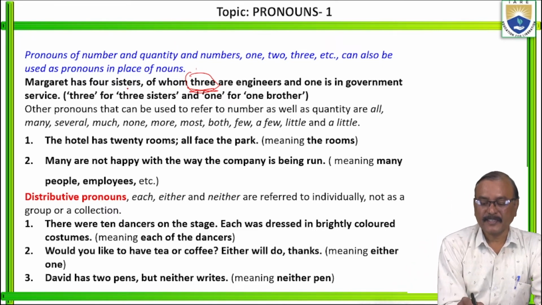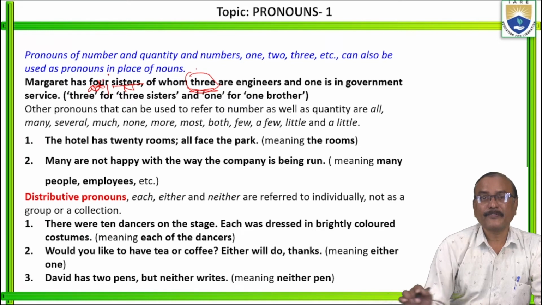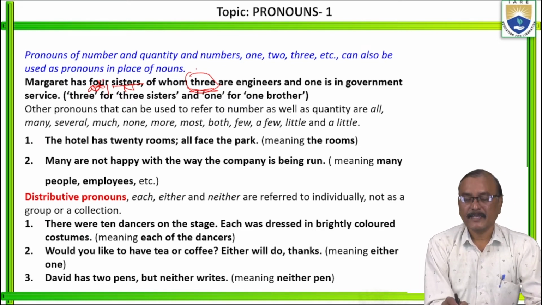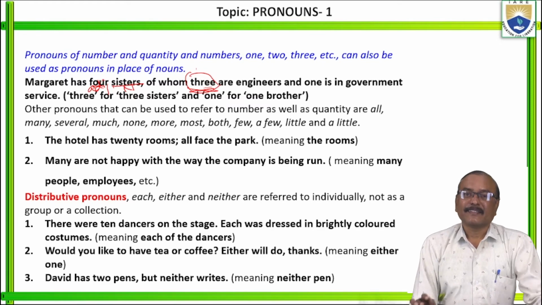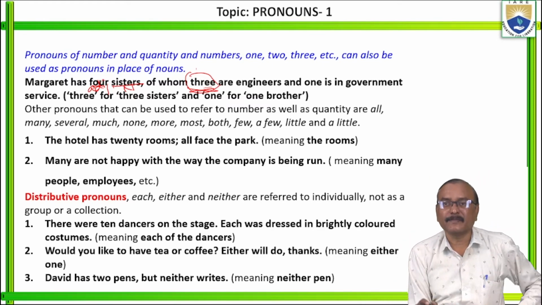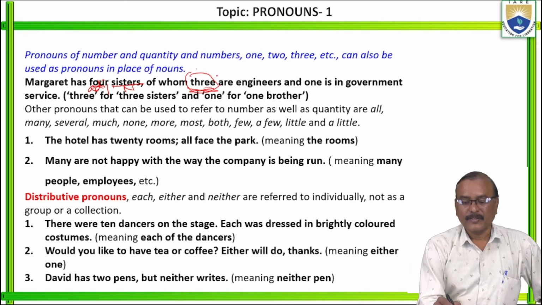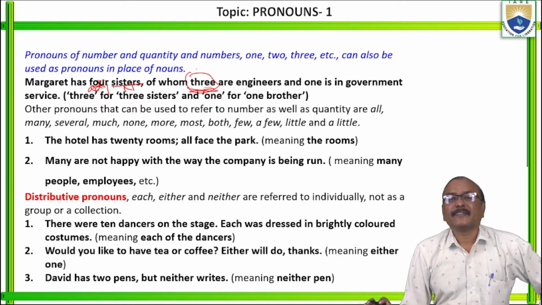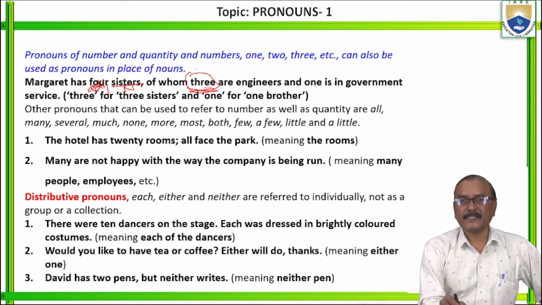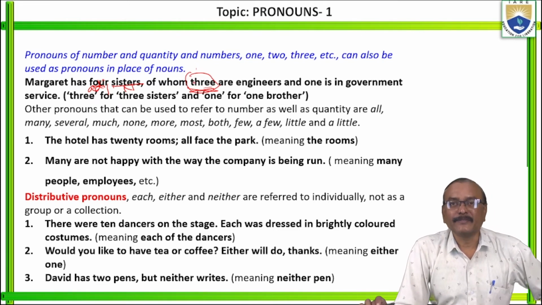In 4 sisters, sisters is the noun, 4 is the quantity. So when it is used before the noun, this number 4 becomes an adjective. But here 3, we are not saying 3 sisters. Simply we are saying 3. 3 means 3 sisters only. The meaning is implied. So instead of saying 3 sisters, we are simply saying 3, because it is understood. In such a case, this one is called a pronoun.